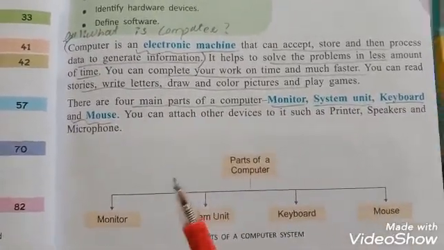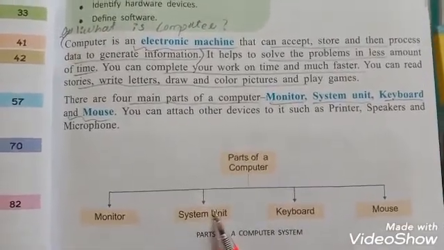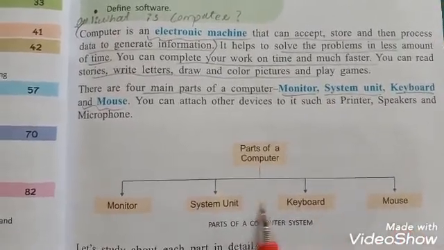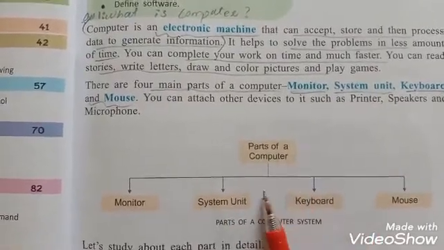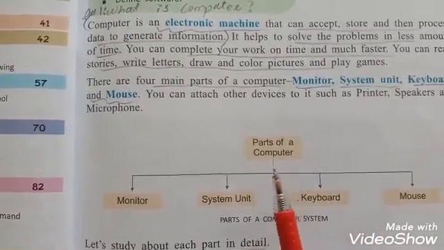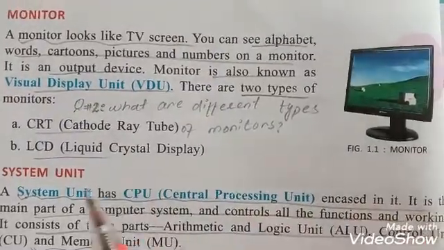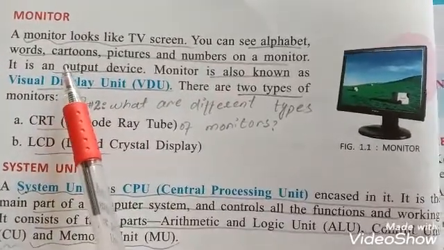There are 4 main parts of a computer: monitor, system unit, keyboard, mouse. And these parts of computer make your computer more reliable and working fast. Now we are going to discuss basic parts of computer one by one.